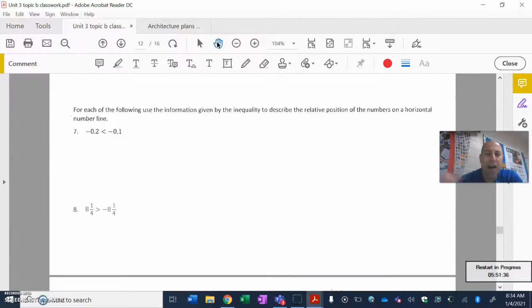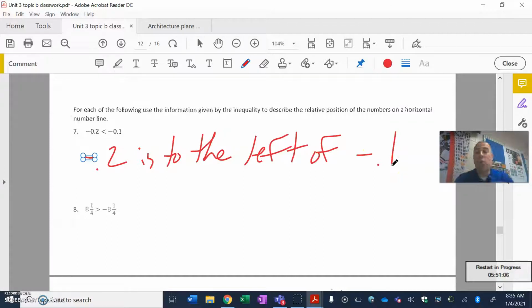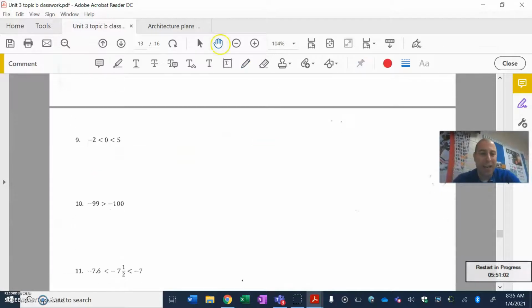For each of the following, use the information given by the inequality to describe the relation on a number line. Okay, so remember, if you're on a number line, numbers to the left are smaller, numbers to the right are bigger. So -2/10 is to the left of -1/10. And again, because it's smaller. So that's what they want to use. Think about words left and right. That's all they're asking you to do there. All right, so let's see what else we got going on here.